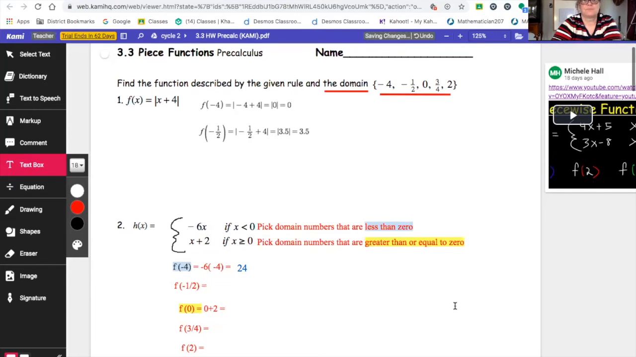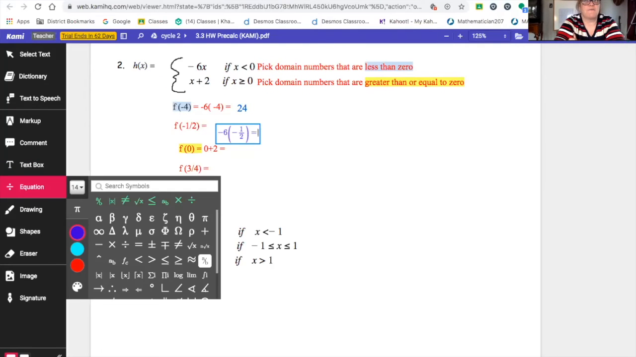Done. For the next one, we have f of -1/2. Well, where does -1/2 fit in? Is that x is less than 0 or x is greater than or equal to 0? -1/2 is less than 0. That is the condition. So I need to substitute it in here. 6 times 1/2, or half of 6 is 3. So we see that f of -1/2 equals 3.